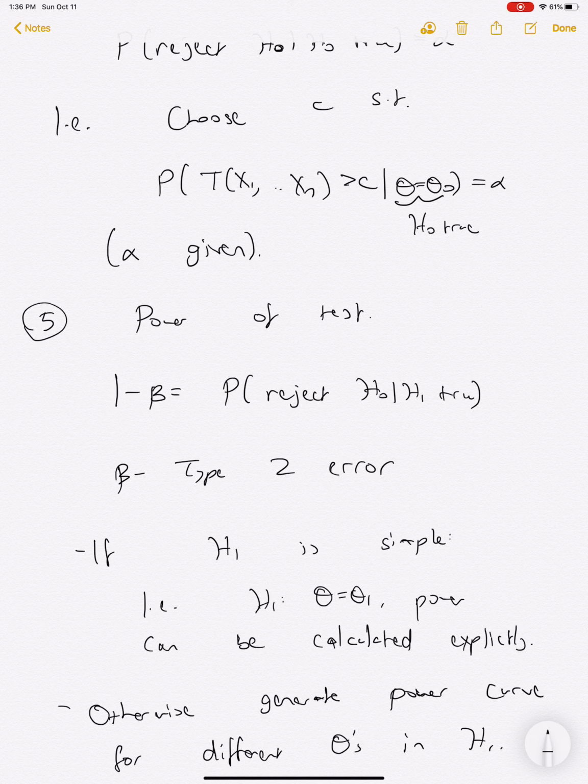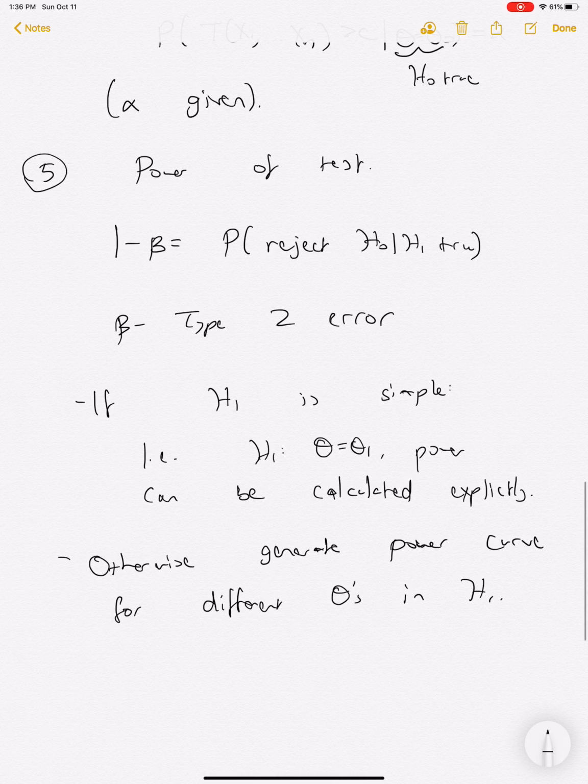And so as we saw in the previous lecture, if H1 is simple, so for example, if H1 is a single point, theta equals theta 1, power can be calculated explicitly because you can determine this probability under H1. But otherwise, you can't calculate an explicit value of power, but you can get a power curve. So for every different value of theta that lies in H1, you can get a different value of power, and that's going to give you a power curve to say how powerful your test is.